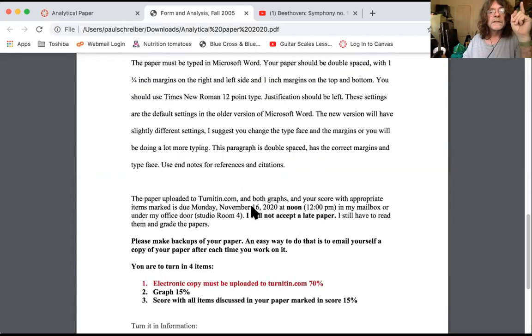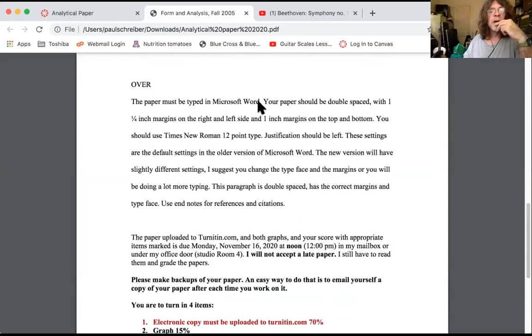Anyways, listen, it says right here the paper is typed in Microsoft Word. The paper is double-spaced. This is the old Microsoft Word. The new one puts a smaller typeface in, and the margins between lines are smaller, and then your paper is like twice the size, all right? So I recommend that you just do this: 1 1/4 inch margins on the right and the left side, 1 inch top to bottom, and you should use Times New Roman 12 point. This is exactly what this is right here. Justification should be left. The settings are the default settings in the old version of Microsoft Word, okay?